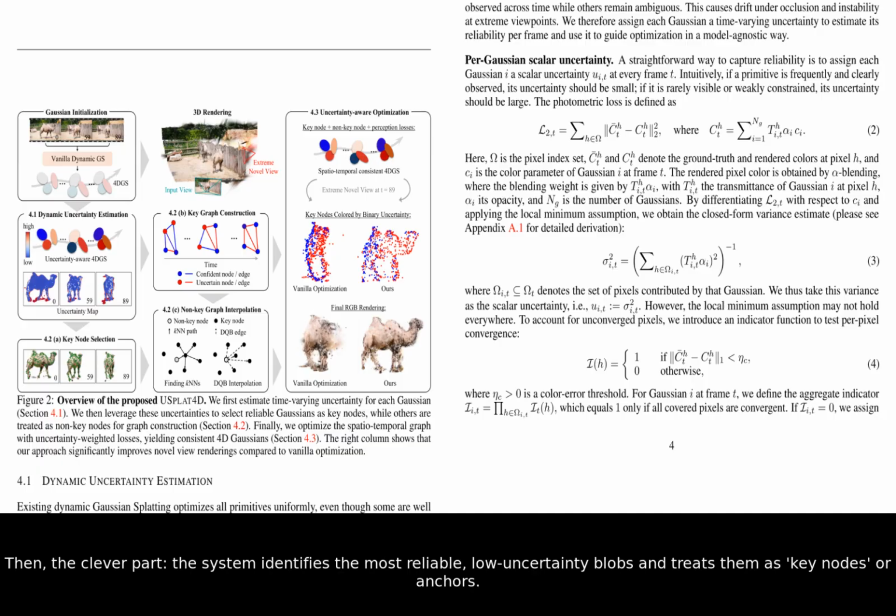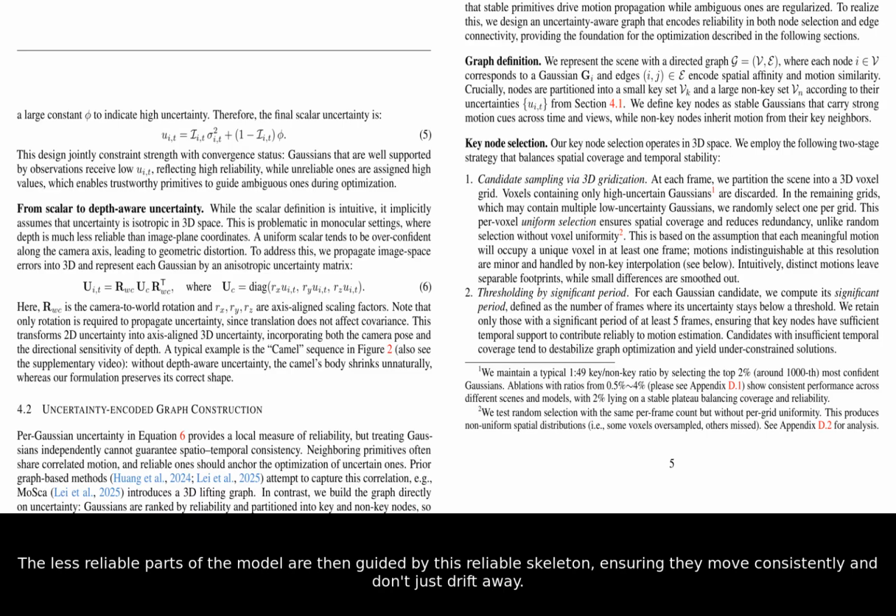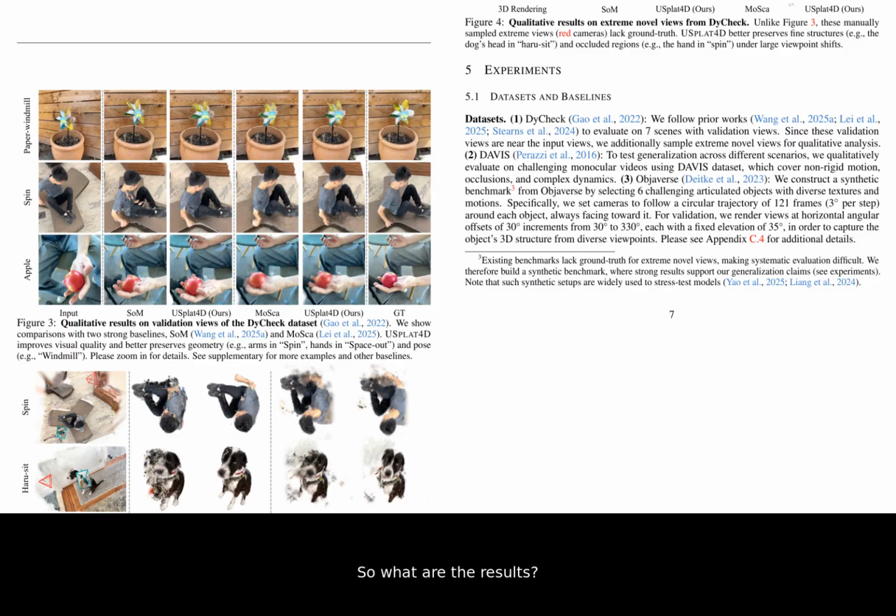Then, the clever part: the system identifies the most reliable, low uncertainty blobs and treats them as key nodes or anchors. It builds a kind of spatiotemporal graph, like a strong skeleton, connecting these reliable anchors through space and time. The less reliable parts of the model are then guided by this reliable skeleton, ensuring they move consistently and don't just drift away. This process essentially propagates motion information from the parts the AI is sure about to the parts it is unsure about.